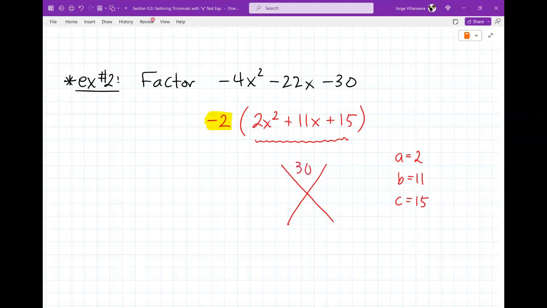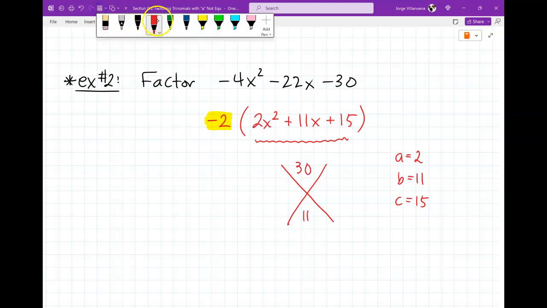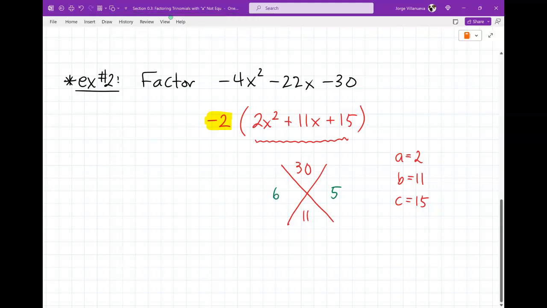That's going to go up here. And B is 11. And I got to think of two numbers that multiply to 30 that add up to 11. All right, 6 and 5. I heard 6 and 5. Both positive, right? They both are going to be positive. But I do have to divide by my A term, right? By 2. So I divide this by 2 and this by 2. 6 over 2 is 3, so plus 3. And 5 over 2 does not divide, so I'm going to leave it like that.